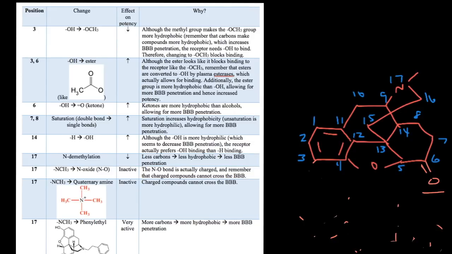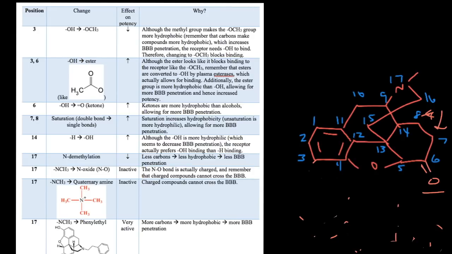At the 7 and 8 position, so here and here, saturation: if you change from a double bond all the way to a single bond, you actually get increased potency because remember that unsaturation or double bonds are actually more hydrophilic. So changing a compound from more hydrophilic to more hydrophobic by taking that double bond away allows for increased blood-brain barrier penetration, and therefore increased potency.